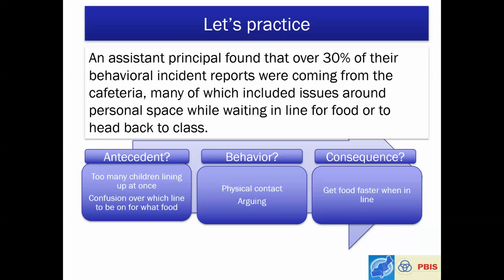The behavior is arguing with adults, maybe with peers, maybe some physical contact in this example. And our immediate consequence is getting your space in line and your food faster is just more effective than being polite. So, what's the function here? Well, I think they're trying to get something. They're trying to get to their lunch.